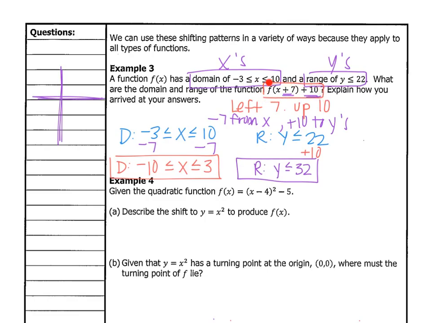In a lot of these problems, you have to identify what happened first before you can take any further steps, which is what I'm going to ask that you do in part A. It says, given the quadratic function, describe the shift. So tell me, what's that -4 mean to do, and what's the -5 mean to do?